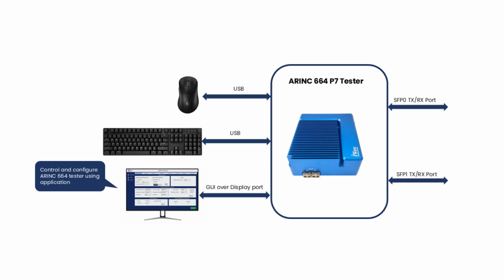This high-level block diagram illustrates the ARINC 664 tester. Users can easily configure the system through a GUI accessible via DisplayPort, allowing for configuration of communication parameters and virtual link configuration options. The ARINC 664 tester receives ARINC 664 data from the SFP-RX port and transmits the ARINC 664 frames through SFP-TX port.